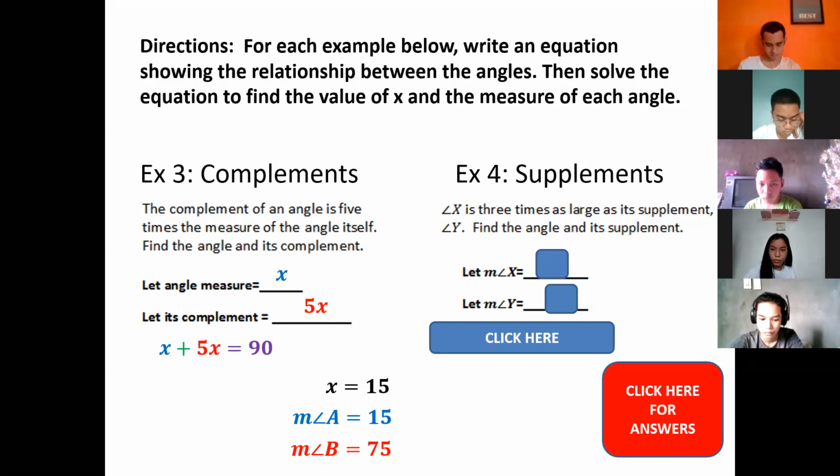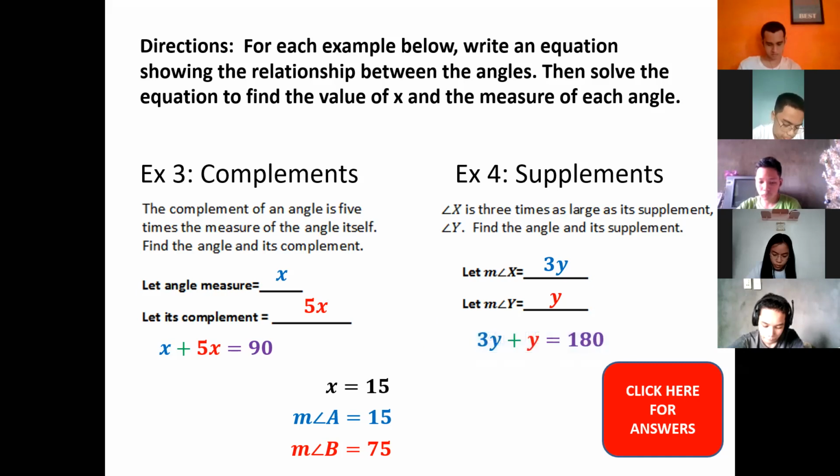So if we say that the two angles are supplementary to each other, the sum is 180 degrees. So let's say that angle y is y, so angle x is 3y. Angle x is 3 times as large as its supplement. Thus, if you add the two angles, 3y and y, you get 180 degrees. Combine like terms, class, 3y plus y is 4y.